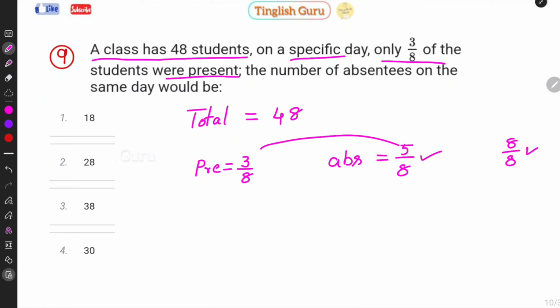So we are asked to find the number of absentees. To calculate the number of absentees, we have to do 5 by 8 into the total number of students, that is 48. So cancellation, 8 sixes are 48, we will get 5 into 6, 30. So therefore the number of absent students will be 30.